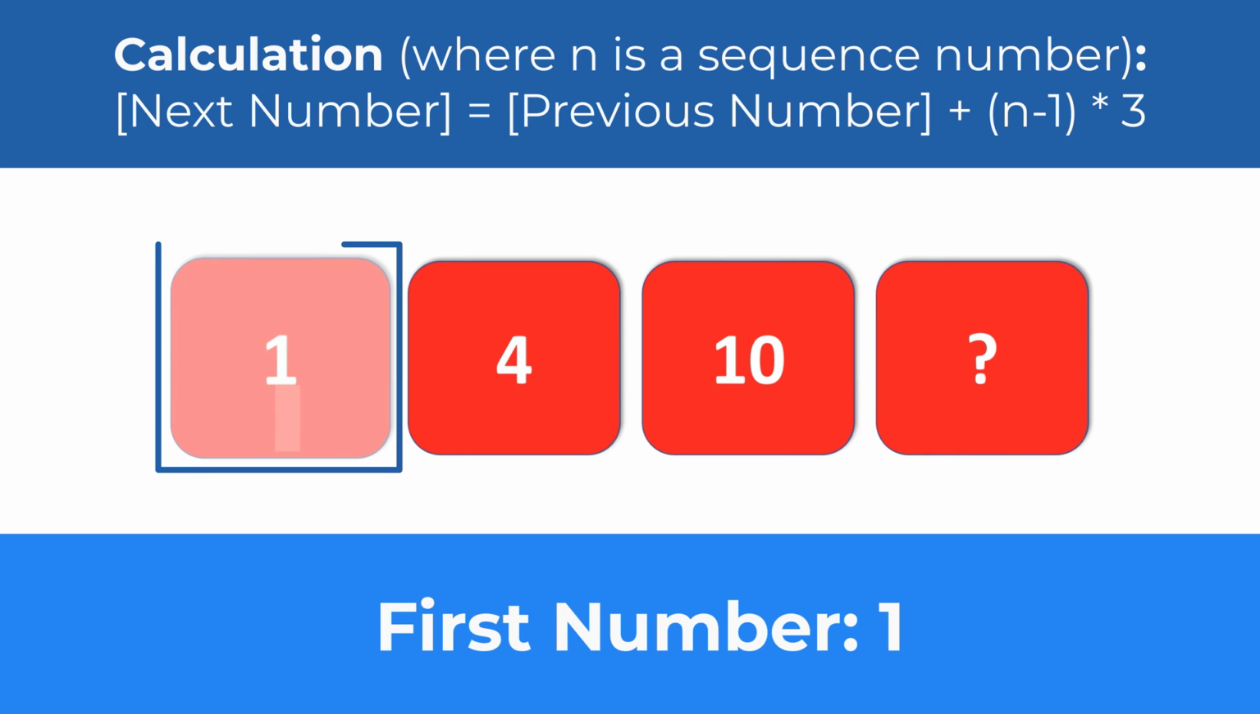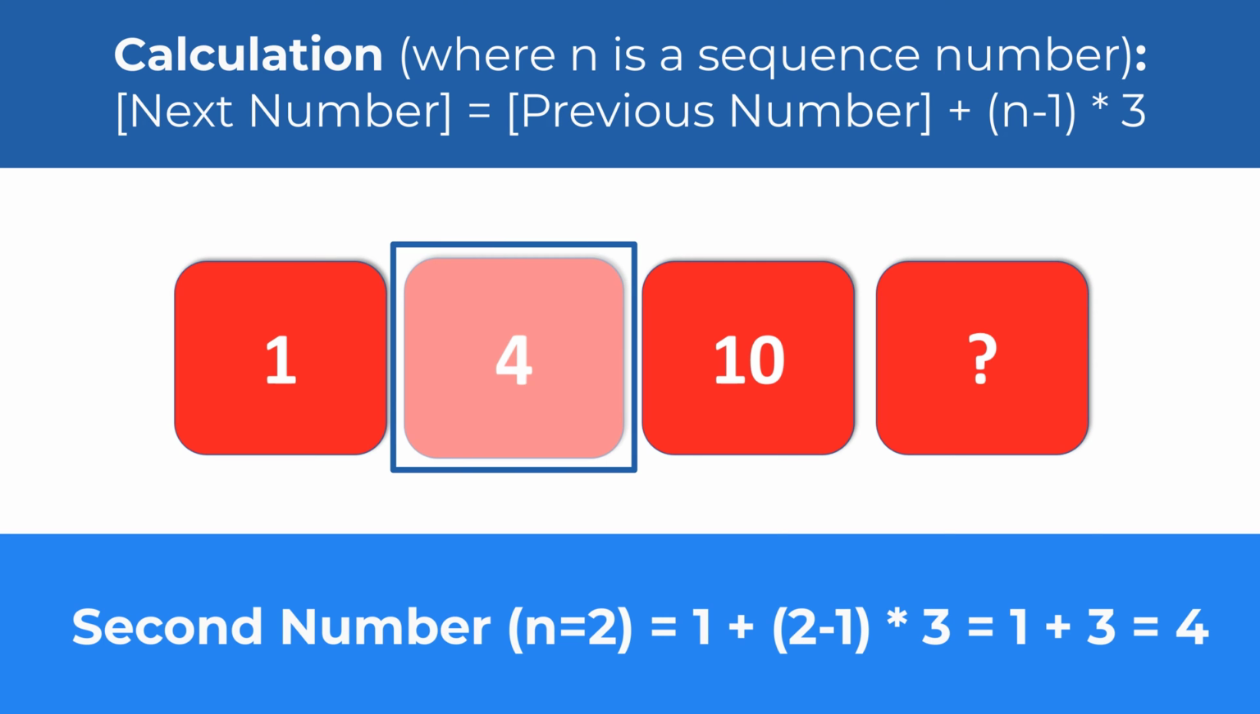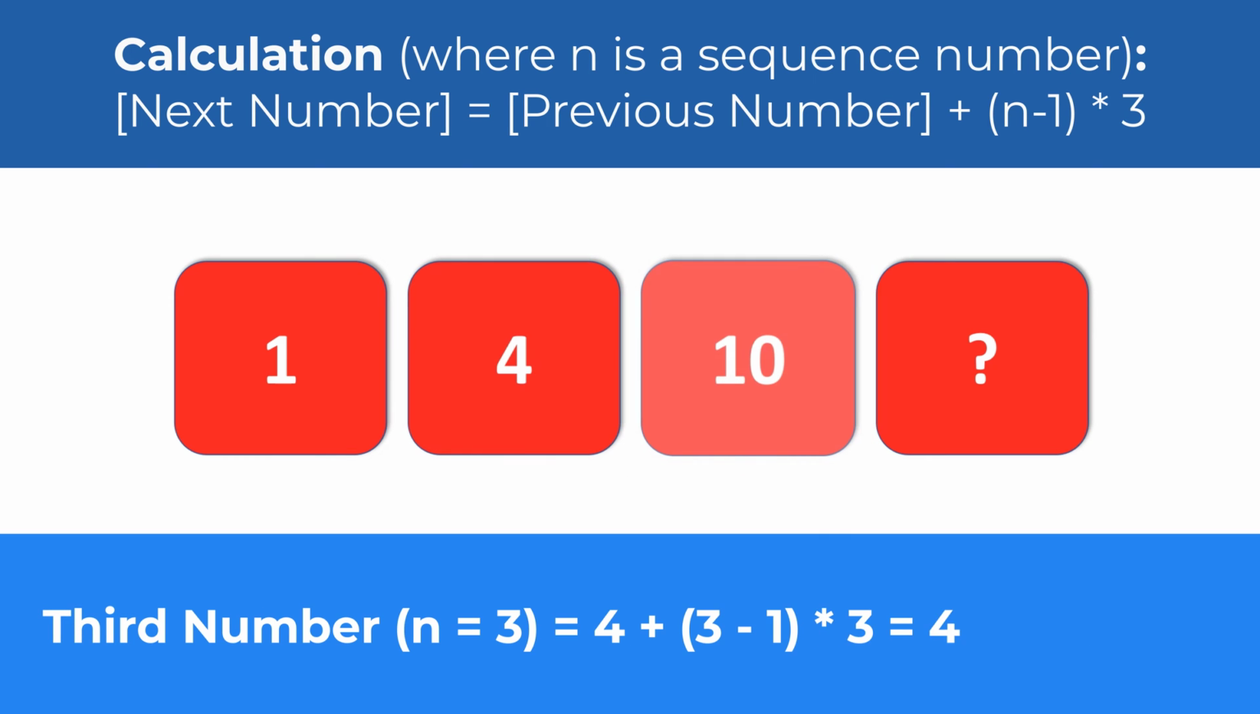The first number in the sequence is 1. The second number, where sequence number is 2, can be calculated as previous number 1 plus, in parentheses, 2 minus 1, multiplied by 3, which is 1 plus 3 equals 4. The third number, where sequence number is 3, could be calculated as 4 plus 2 multiplied by 3 equals 10.